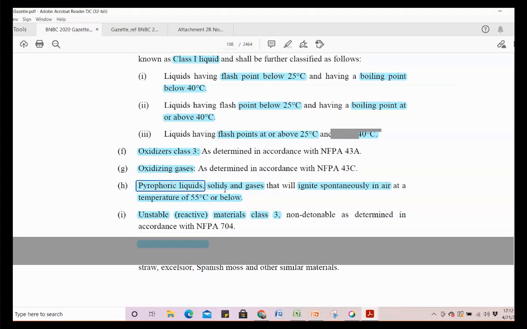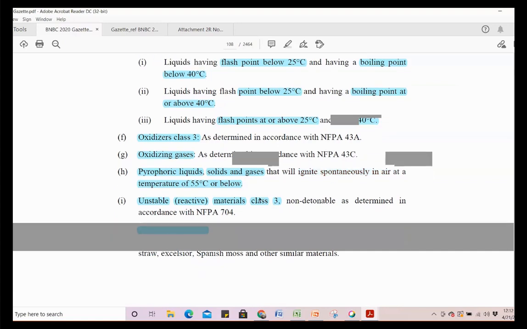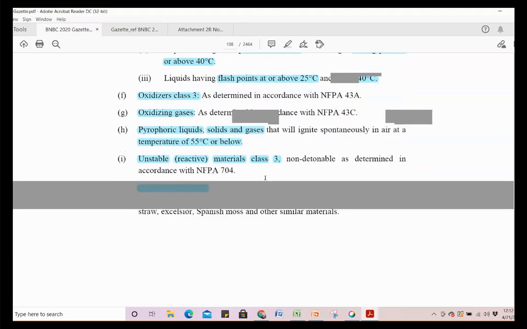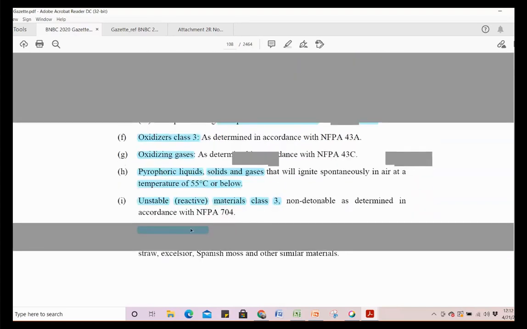Pyrophoric liquids, solids and gases that will ignite spontaneously in air at a temperature of 55 degrees centigrade or below. So this is another criteria.